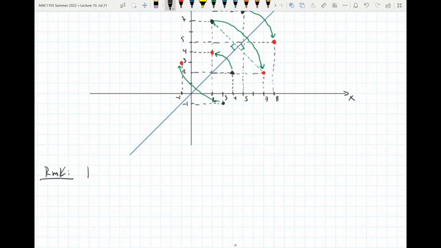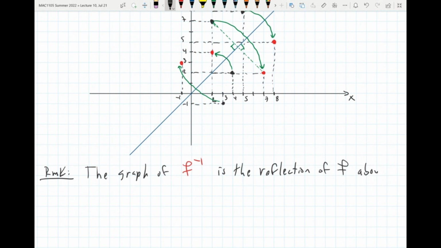So here we notice that the graph of f inverse is the reflection of f about the line y equal x. So in other words, f inverse is reflected. I was going to say symmetric with respect to the line y equal x to f, but that's just a redundant statement.